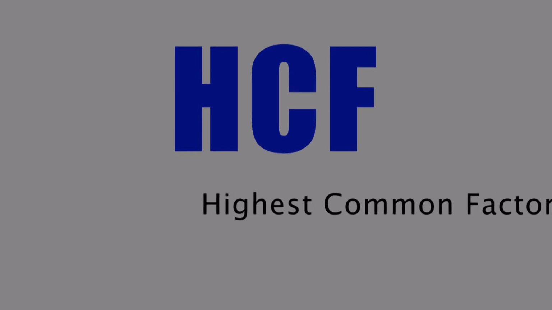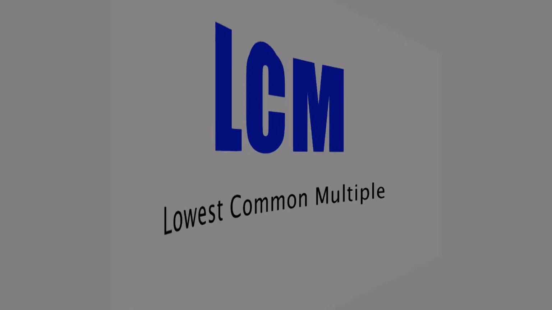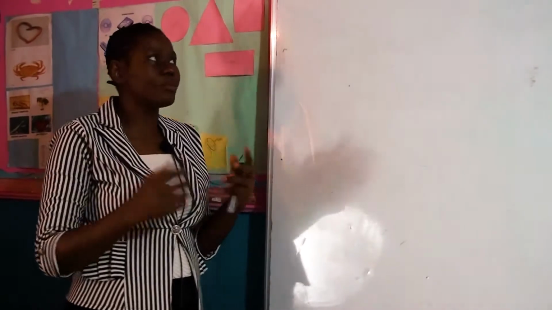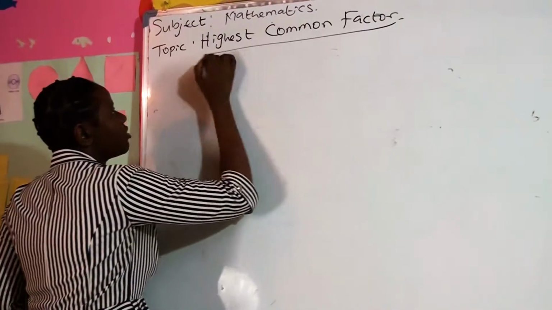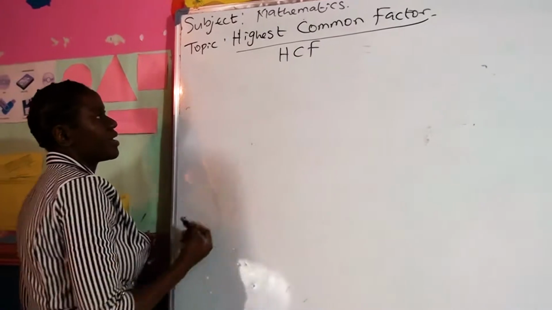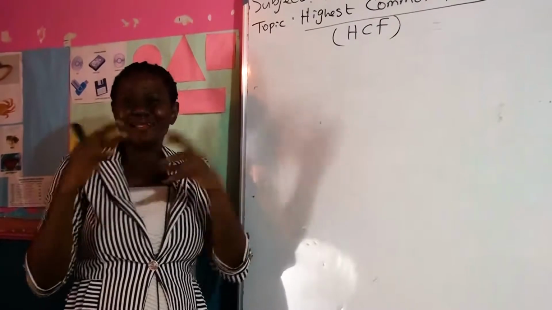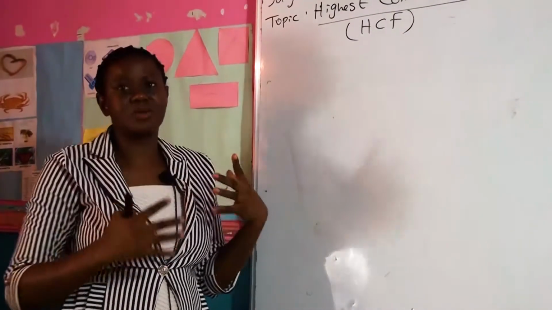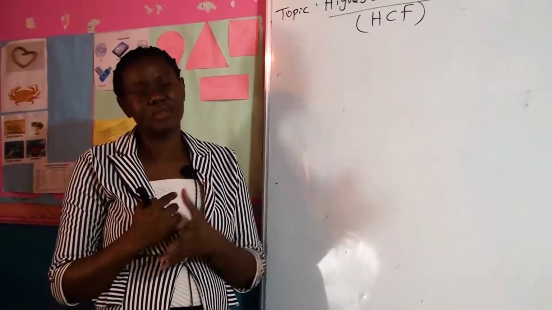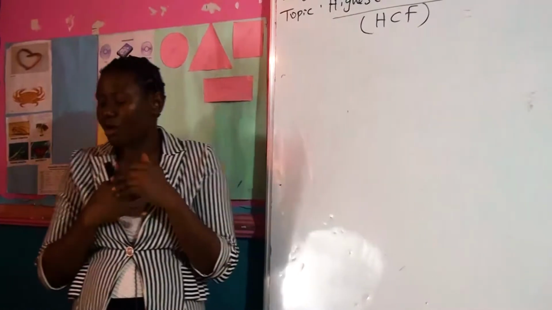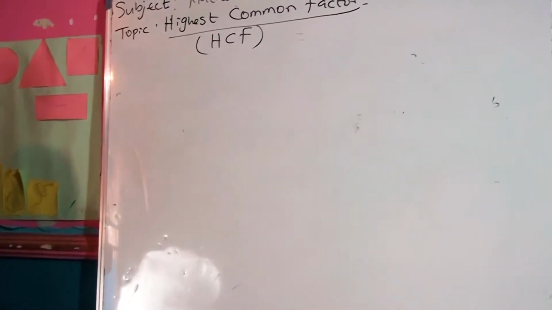Now we're going to go into HCF, highest common factor. What we've just treated is lowest common multiple, but now we are going to highest common factor, HCF. We are looking at the highest factor that is common to a set of numbers.